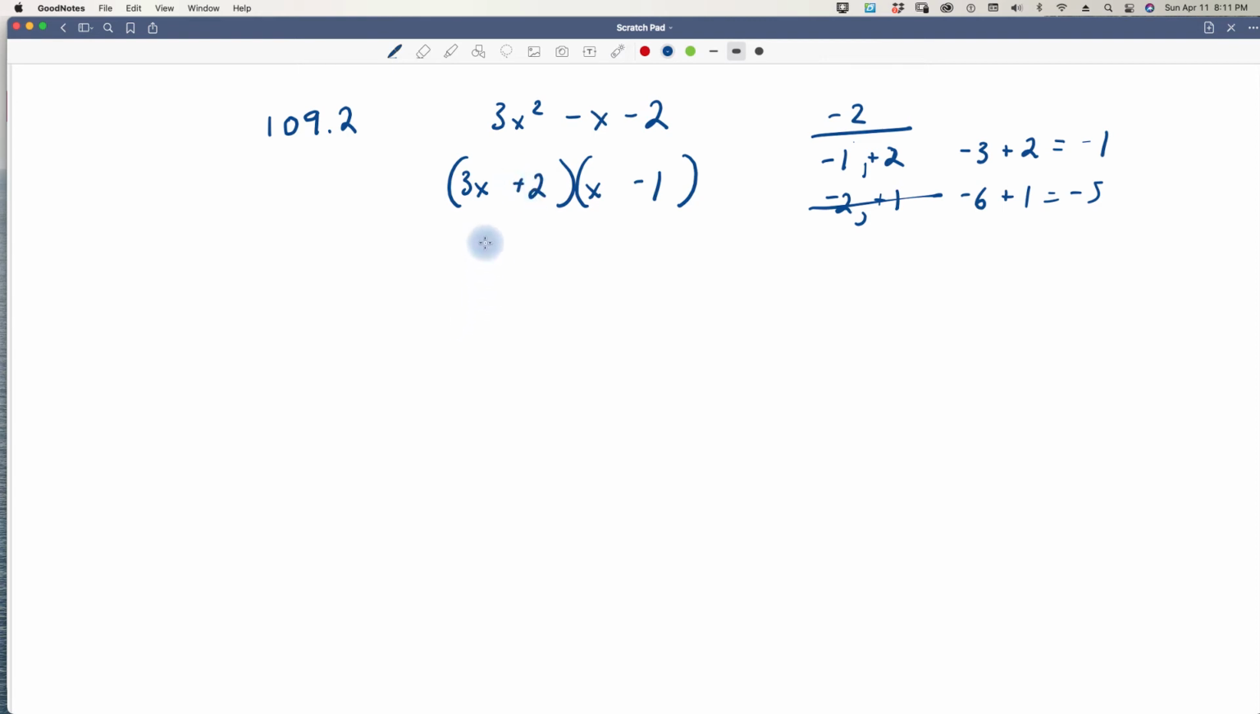And now we'll check it. 3x times x is 3x squared. 3x times negative 1 is negative 3x. Positive 2 times x is positive 2x. And positive 2 times negative 1 is a negative 2. So when these two are combined, we have a negative x, which is correct in our original trinomial. So this factorization is correct. All right, we have one more, and that's it.